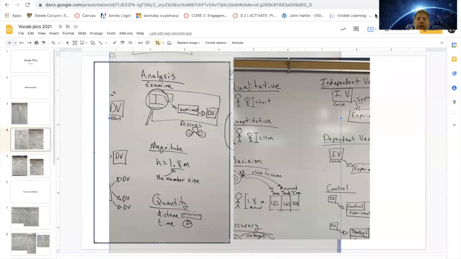That's a brief overview of our quantities and units. Please study those. That's all I've got.